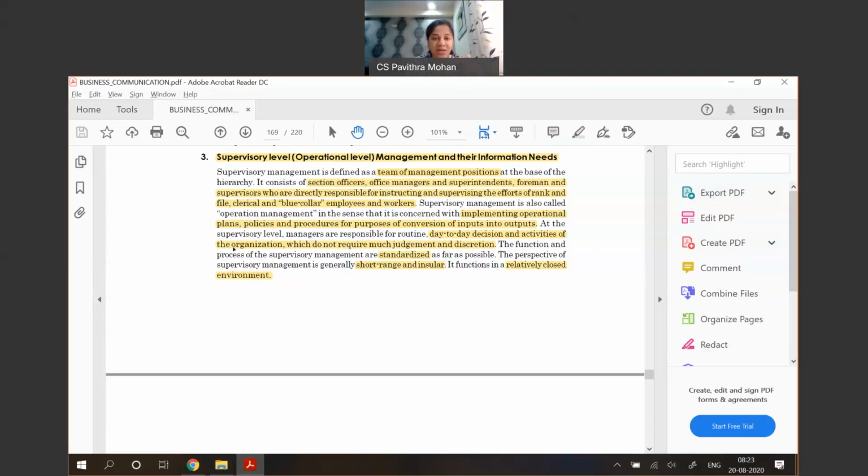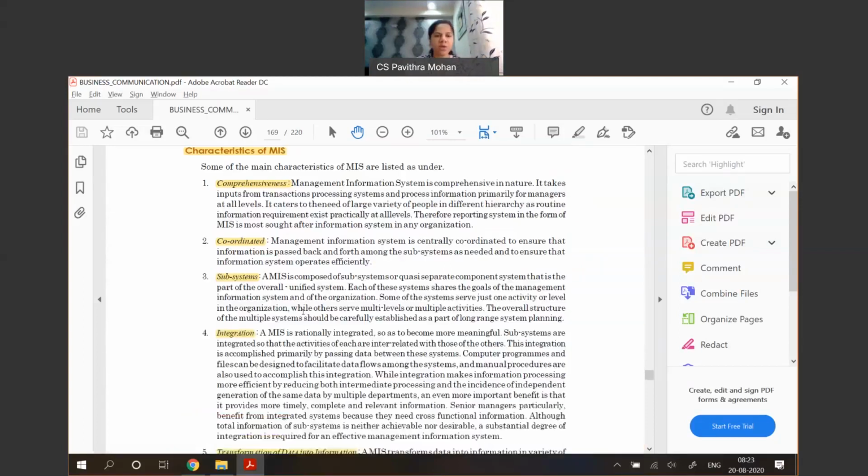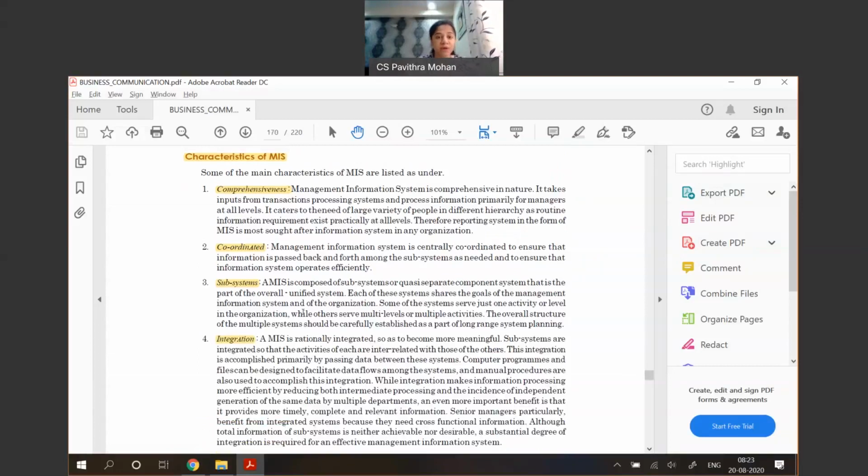People in this particular level will not be able to access information in the middle level or top level. So they can access information lesser than their level in the organization, but not higher in the organization. They are basically of a standard format, and they don't require changes in the large run, and they are not concerned about the external environment at all. Only the internal environment plays an important role for the operational level people. Then what are the characteristics of MIS?